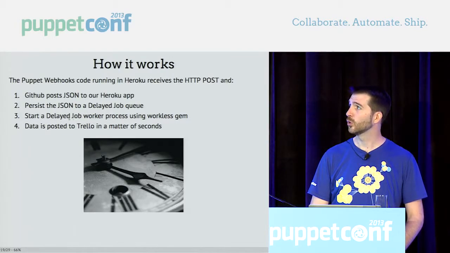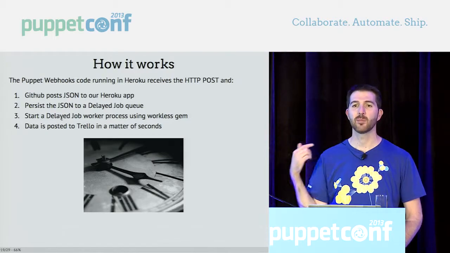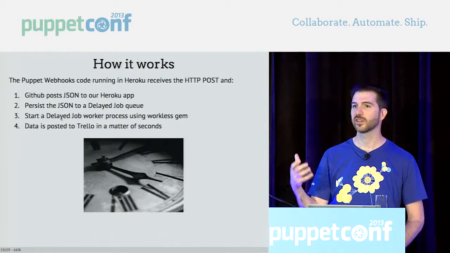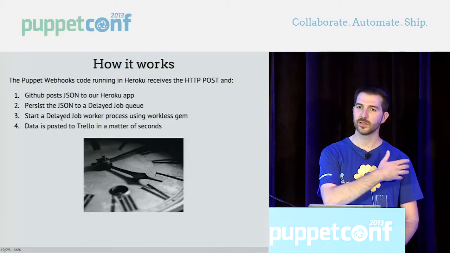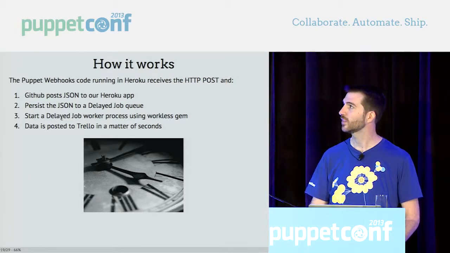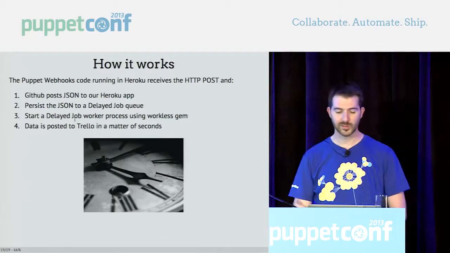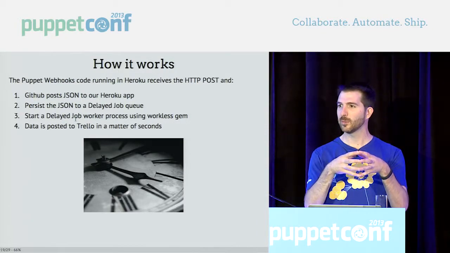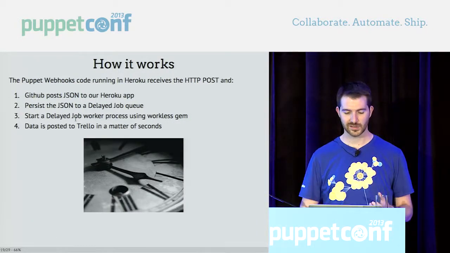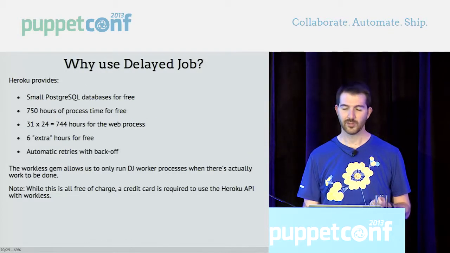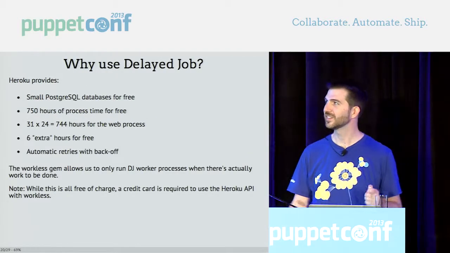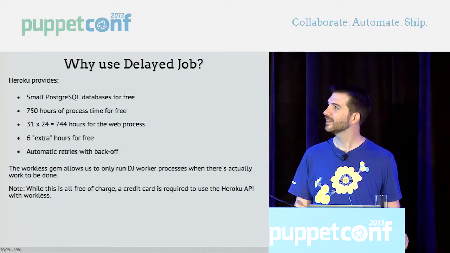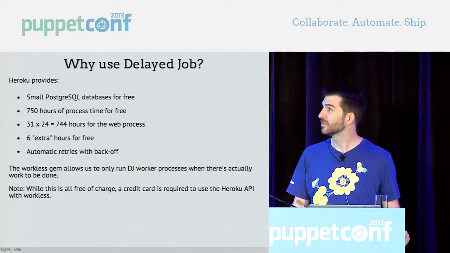And then the Heroku app starts a delayed job background worker to actually act on the pull request that just got created. That's the thing that does all the work of creating the Trello card or checking the TravisCI build status. The reason we did it this way, rather than doing all the work directly in the web app itself, is Heroku gives us 750 hours for free, right? I've been debating if this is abusing Heroku or not, but the math adds up.